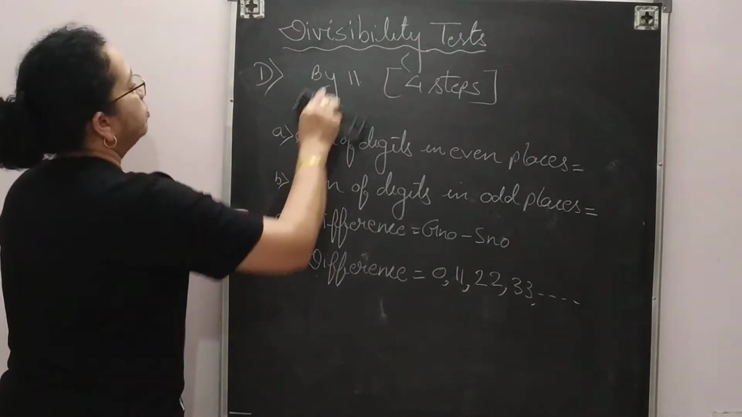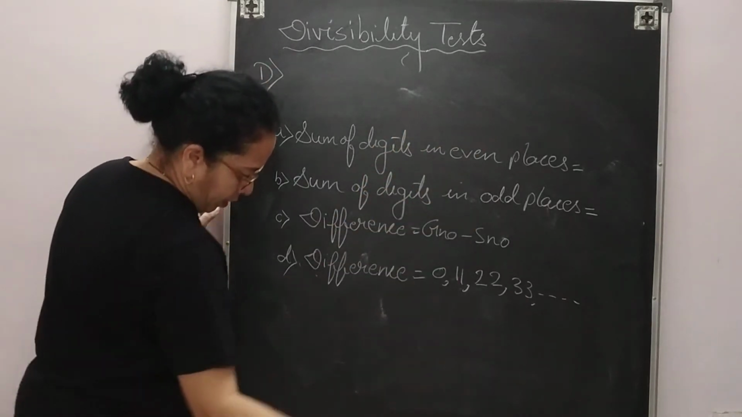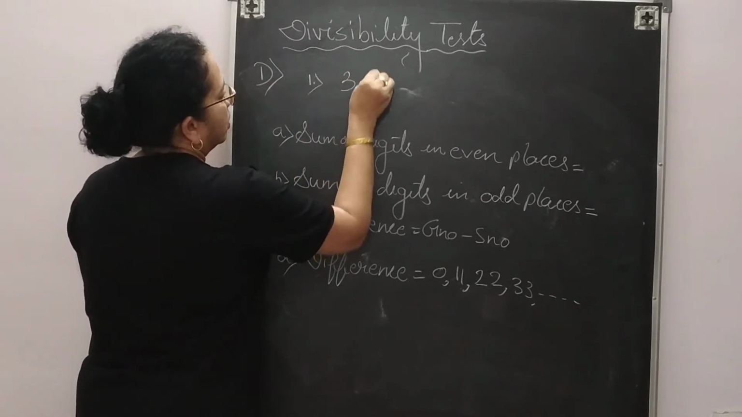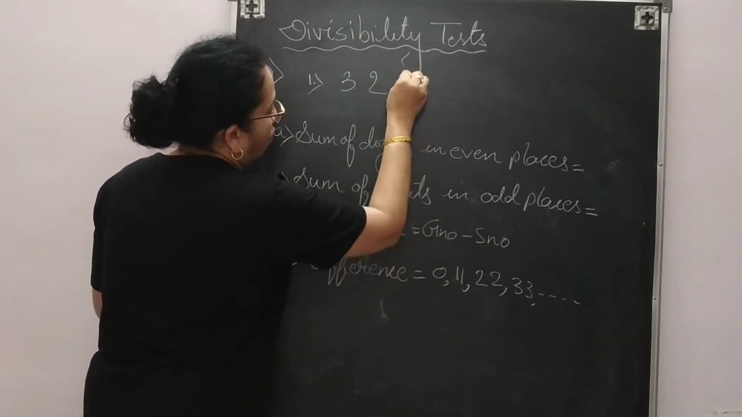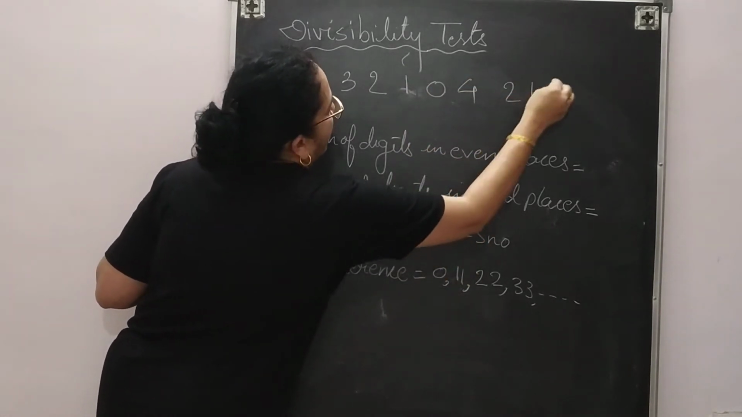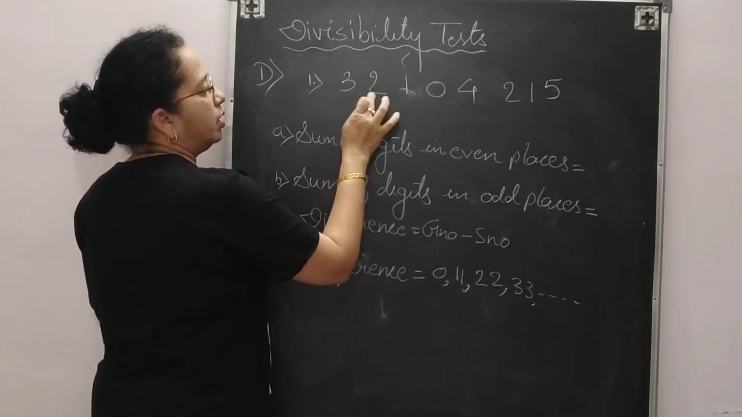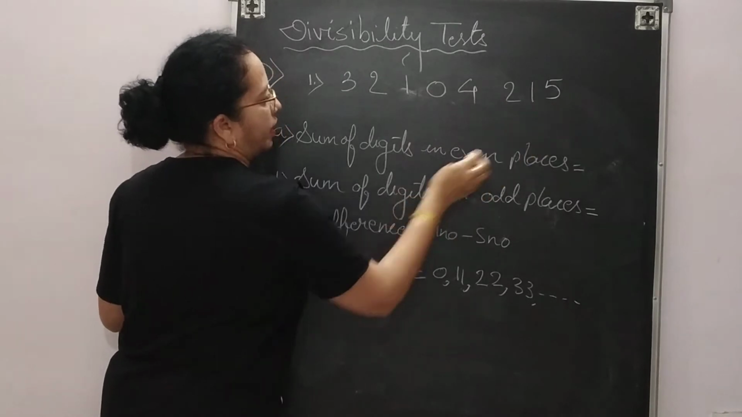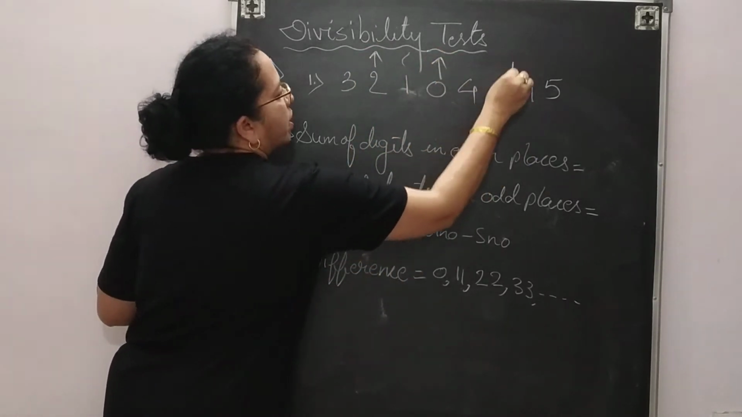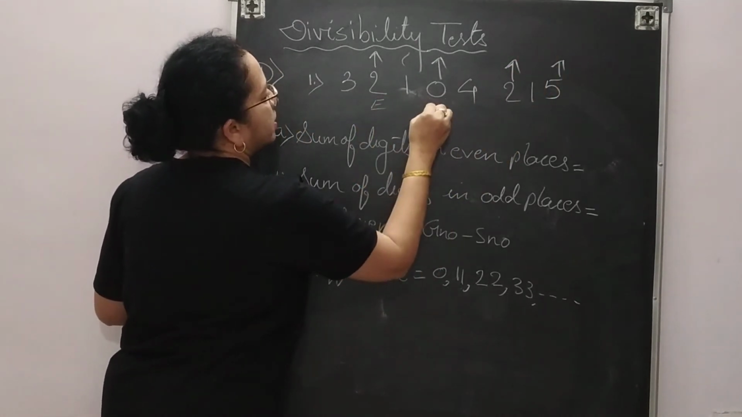Let me write the heading first so that I can easily write the number here. You can take the example 3, 2, 1, 0, 4, 2, 1, 5. So which are the even places here? 1, 2, 3, 4, 5, 6, 7, 8. So this is 2. Leave 1, take 1. Leave 1, take 1. Leave 1, take 1. All these are even places.